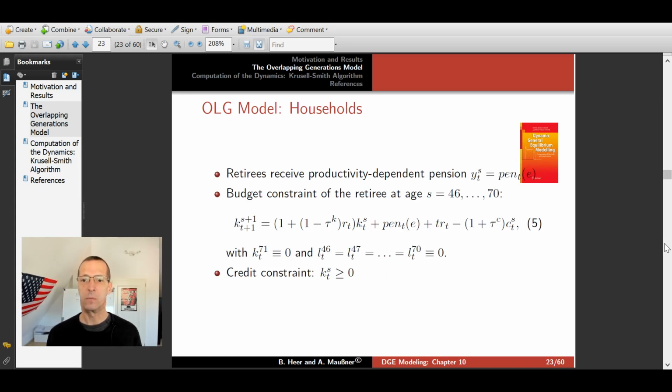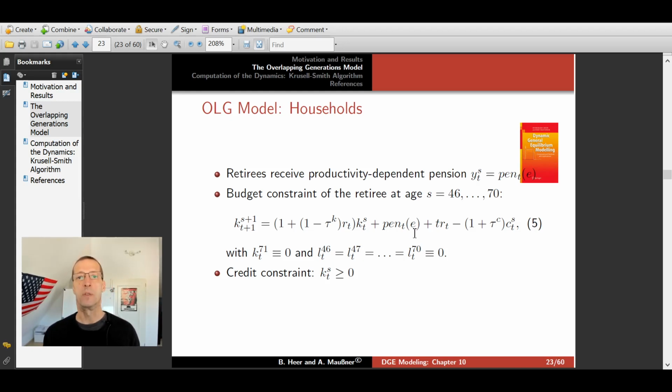The retiree receives a productivity-dependent pension pen of E in period T, which does not depend on his age, but only on his permanent productivity type. Well, of course, this is a simplification. We do not introduce contribution-based pensions, where people who contribute higher shares to the pension system, the social security system in the United States, also get a higher pension. We only model this by considering that higher permanent productivity households also get a higher pension here.